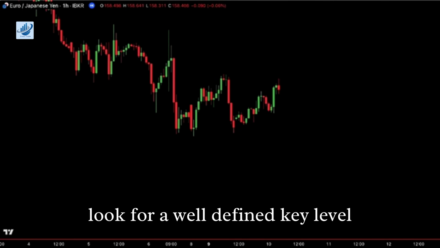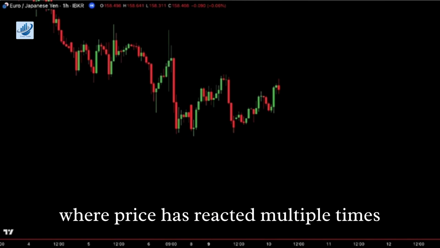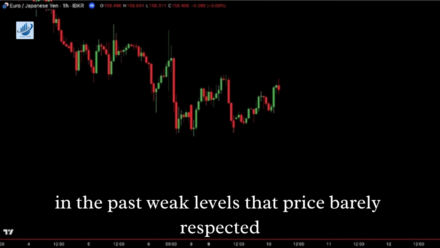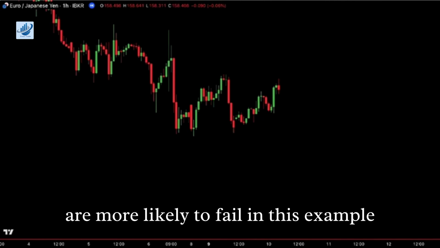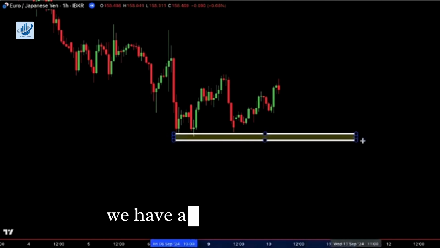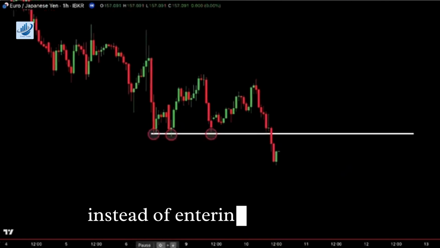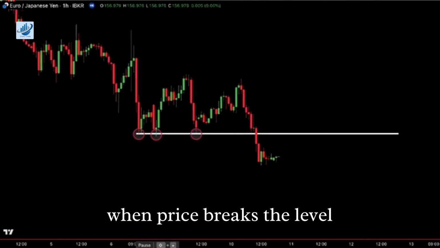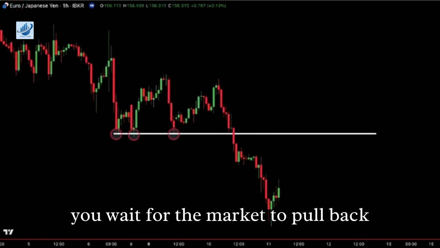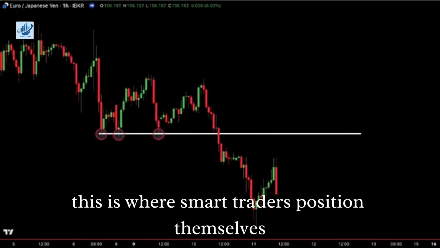Look for a well-defined key level where price has reacted multiple times in the past. Weak levels that price barely respected are more likely to fail. In this example, we have a key support level. Instead of entering immediately when price breaks the level, you wait for the market to pull back. This is where smart traders position themselves.